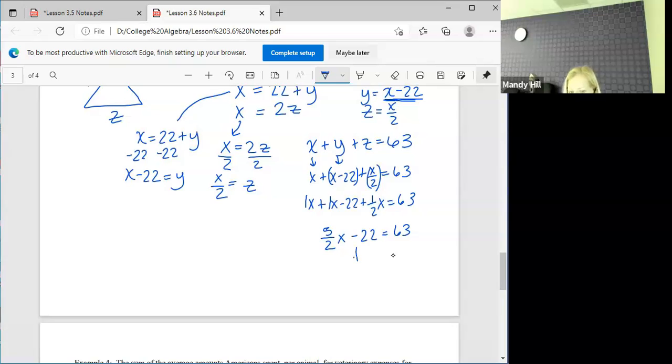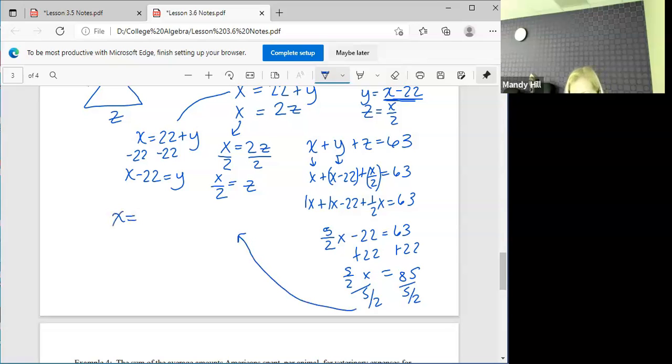We know how to do this. We could add 22 and get 85 is equal to 5 over 2 X. Then we can divide by 5 over 2, which is the same thing as multiplying by the reciprocal. Divide both sides by 5 over 2. I'm just going to draw a line so I don't get lost. X is equal to 85 divided by 5 over 2. Is that 34?